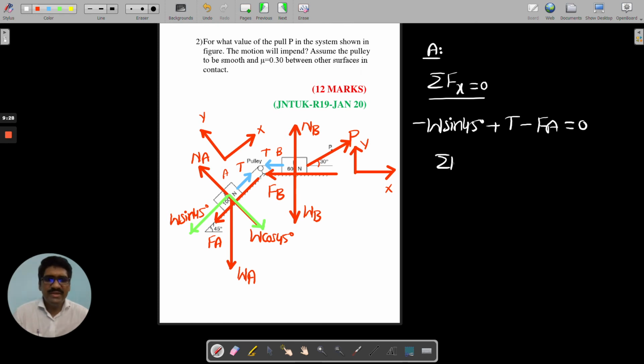And what about summation of Fy is equal to 0? Please tell me, all of you, what are the forces acting in this direction? NA is acting upward, W cos is acting downward. I am taking upward as positive, downward as negative. Upward as positive, downward as negative means what happens? This has to become definitely NA minus W multiplied by cos 45 degrees is equal to 0. Am I right? This is a picture.